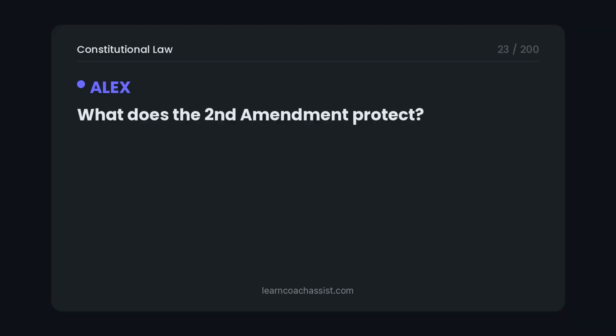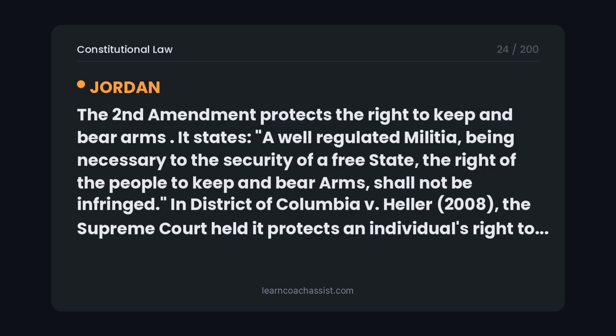What does the Second Amendment protect? The Second Amendment protects the right to keep and bear arms. It states, "A well-regulated militia being necessary to the security of a free state, the right of the people to keep and bear arms shall not be infringed." In District of Columbia v. Heller, 2008, the Supreme Court held it protects an individual's right to possess firearms.